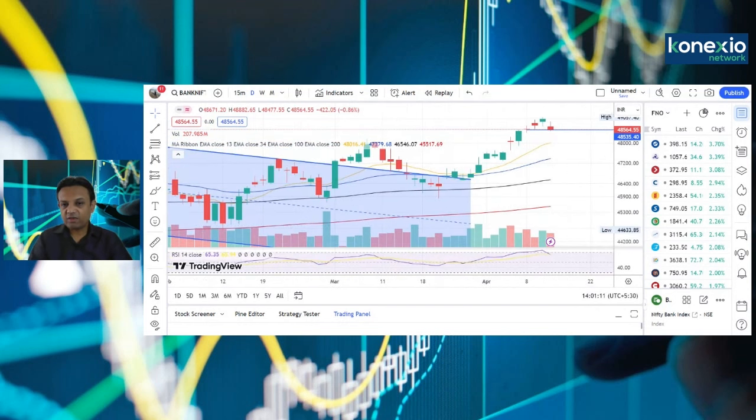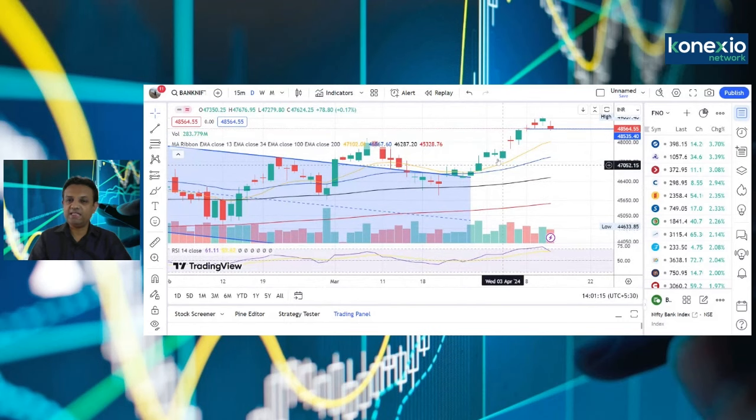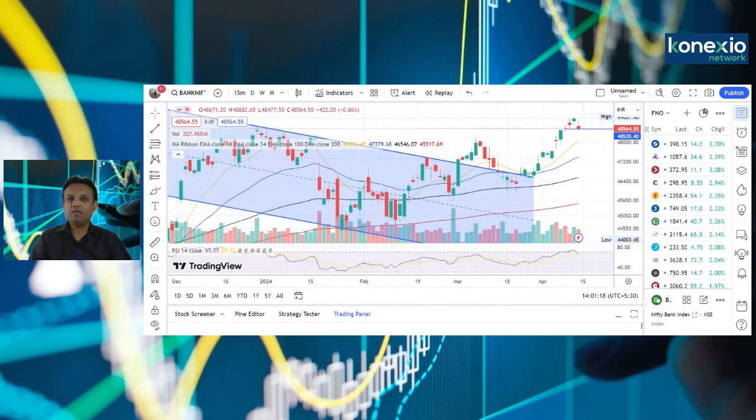RSIs also have given some sort of negative crossover from a decent area, so we see some sort of profit booking coming in, at least in the next week. And next week is a truncated week, so one needs to be cautious. Those who are long should try to book profits and wait for some sizable correction to enter long at the lower levels. So friends, now let us discuss the important support and resistance levels in Bank Nifty.